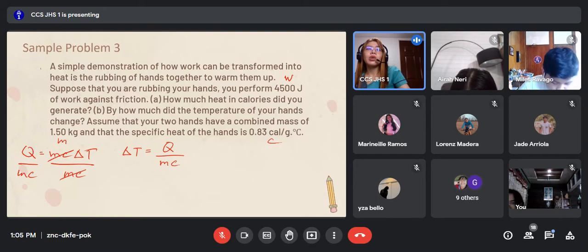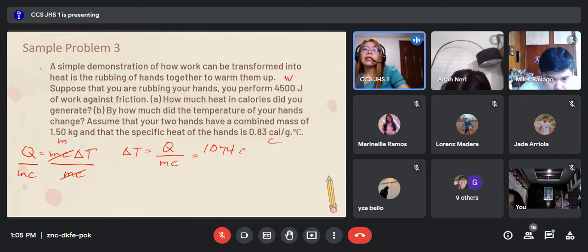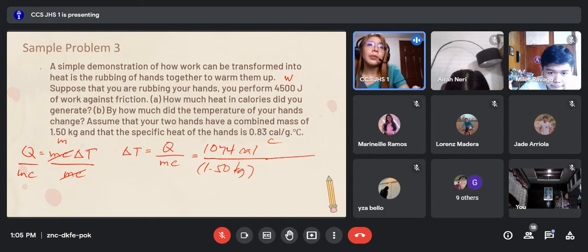So we have now the value of Q, right? Pila gani ang value sa Q? I-solve na to for A. 1,074. Okay, 1,074 cal. And then divide that by our mass, 1.50 kilogram. And then our specific heat is 0.83. Okay. Nakakuan pa man din ni siya.